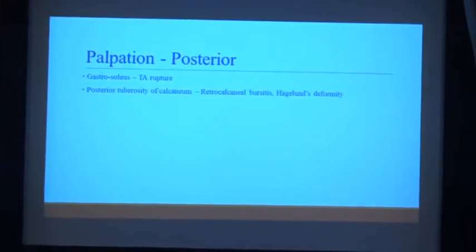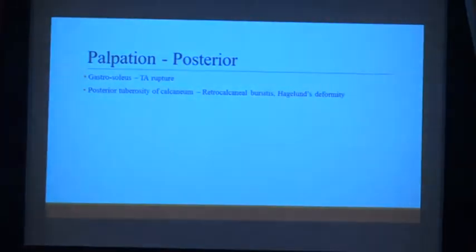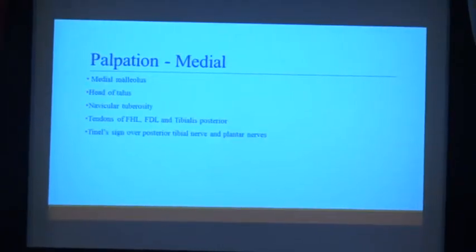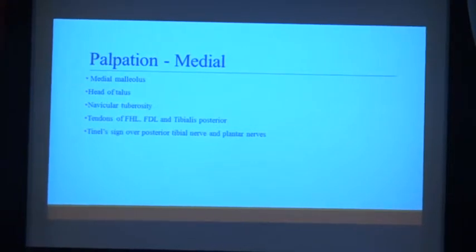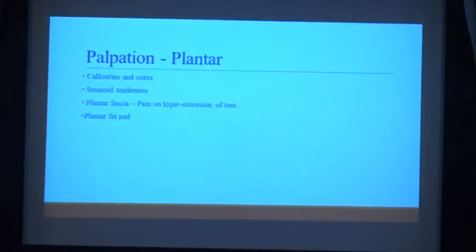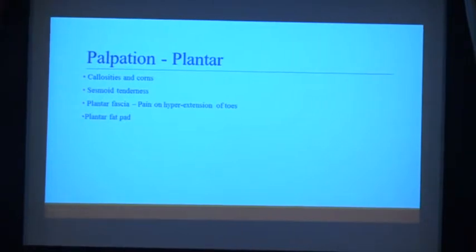Posteriorly, you will look for the gastrosoleus tear ruptures, the Haglund's deformity, the swelling on the attachments of the tendon. Medially, the medial malleolus, the head of the talus, navicular tuberosity, any deformities or prominences have to be recorded. On the plantar aspect, you will see the callosities, sesamoid bones, and the plantar fascia.